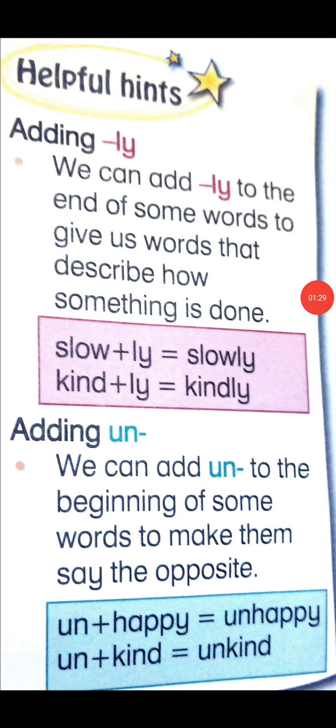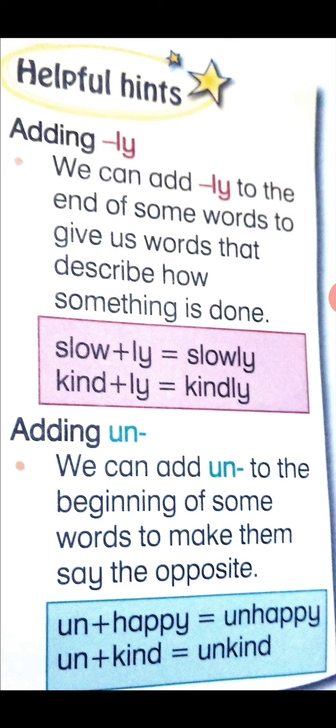Please open your book on page 107 and let's read the helpful hints. Adding ly, or adding un. We can add ly to the end of some words, or root words, or base words, to give us words that describe how something is done. While adding un, we can add un to the beginning of some words, or root words, or base words, to make them say the opposite.